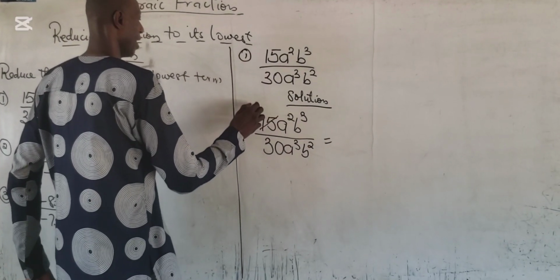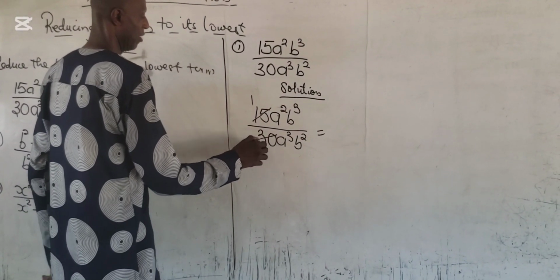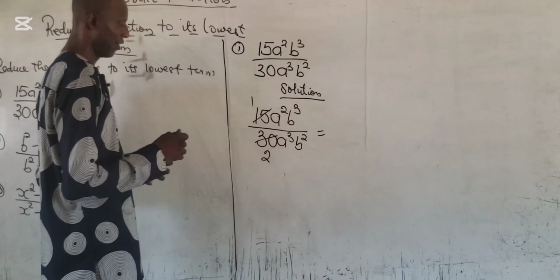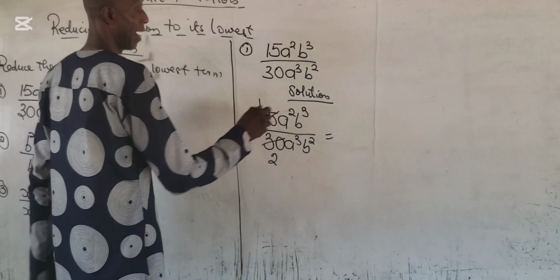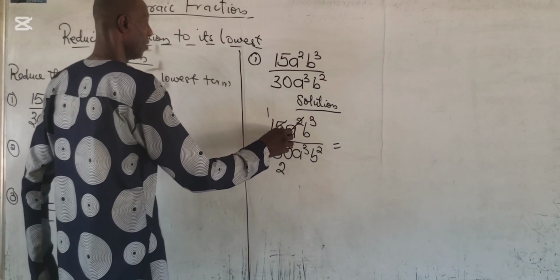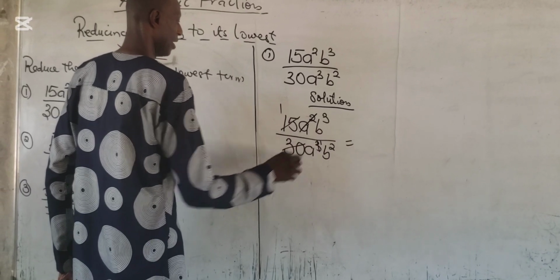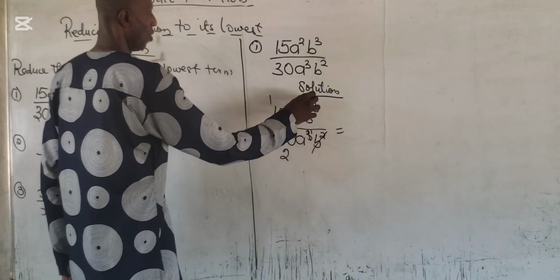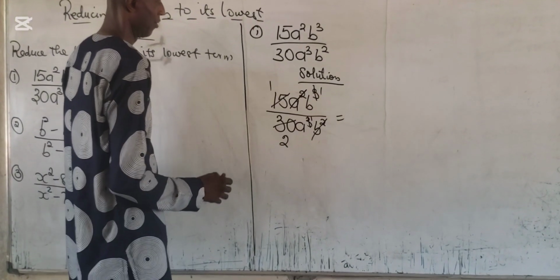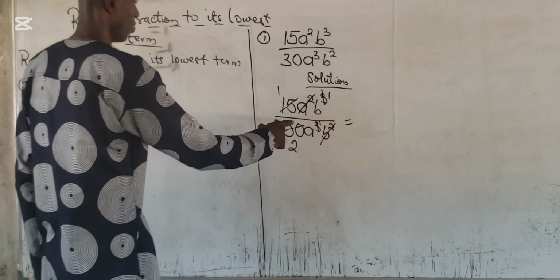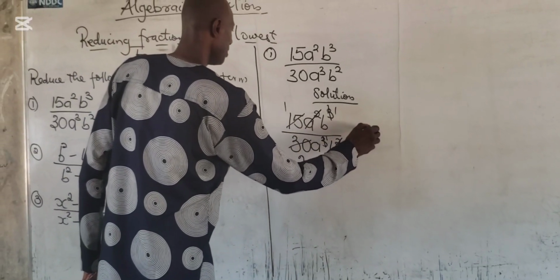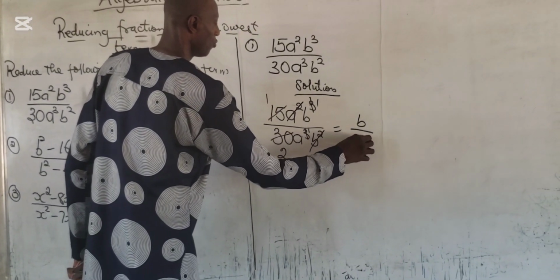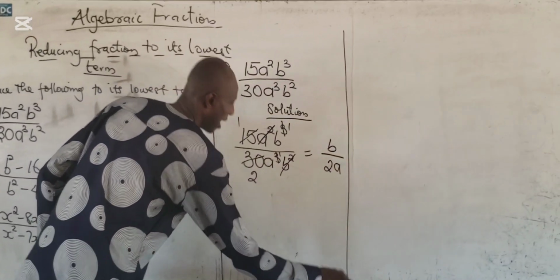Now 15, we go here 1. 15 into 30, we have 2. We have a raised to power 2, we have a raised to power 3. You can apply law of indices. This one, we cancel these 2, 3, you are left with 1. So we have 1a here. This one is raised to power 2, we cancel this, you are left with 1. So the one that will remain at the numerator is b, over 2a. That is number 1.